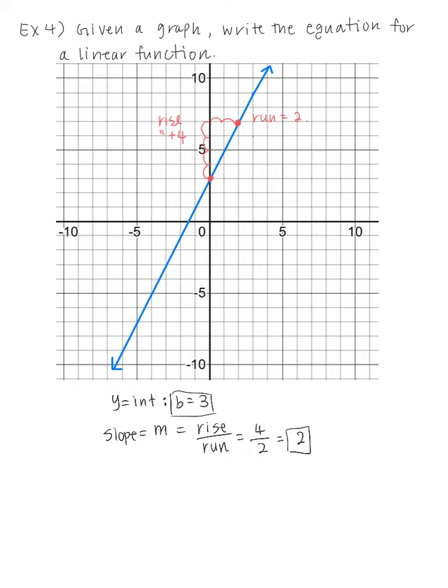So therefore, we can form the slope-intercept form. Our answer is going to be f of x equals, remember, mx plus b. Let me just write everything out. So this graph is 2x plus 3. So that is the equation of the graph.